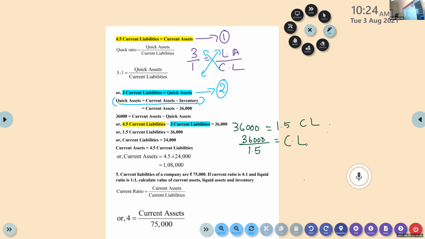Now we can put that in equation number 1. We found out what is current liability. Current liability is 24,000. So according to equation number 1, 4.5 into current liability is equal to current asset. So how much is current asset? 4.5 into 24,000. So this is the way we find out the current asset and current liability from the given information.